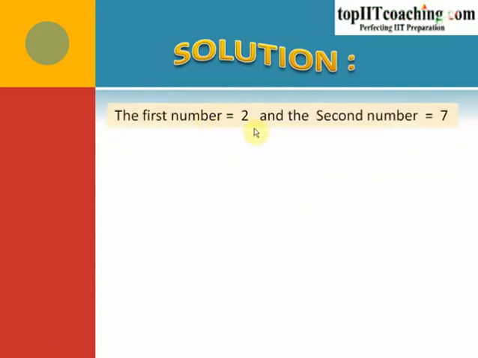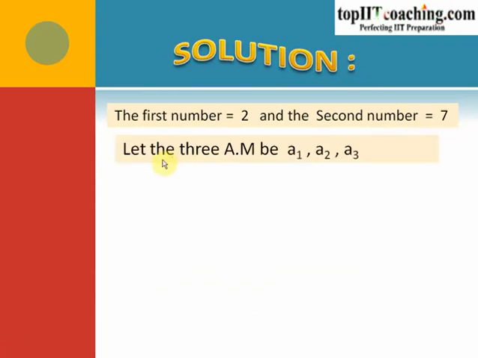The first number is equal to 2 and the second number is equal to 7. Let us say that the three AMs are A1, A2 and A3. So we have taken three AMs, A1, A2 and A3, and we have to find the value of these three arithmetic means. Now from the definition, 2, A1, A2, A3 and 7 should be in an arithmetic progression.